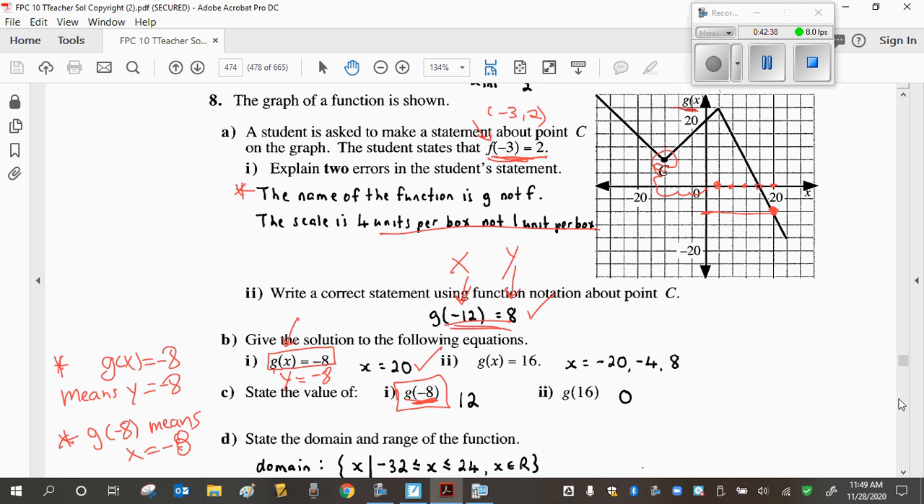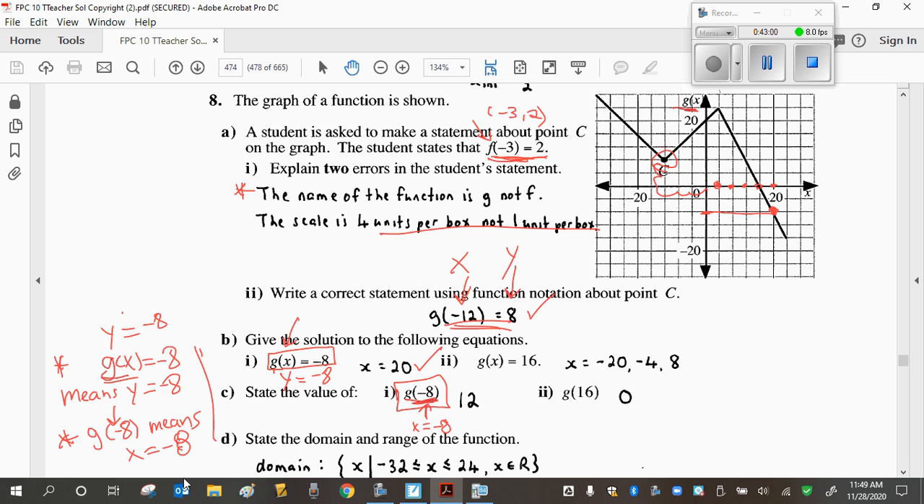Because this is very, very important to do these questions. You have to know that the number from inside the bracket is x, and you need to know that g of x means y. So this one, does it say x equals -8 or g or y equals -8? Well, the number is in brackets, so that means x equals -8.